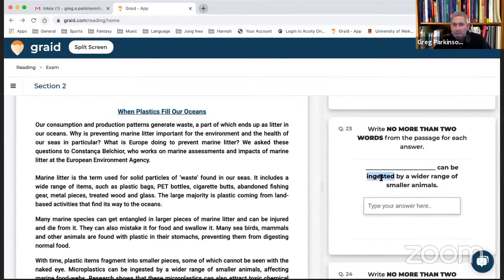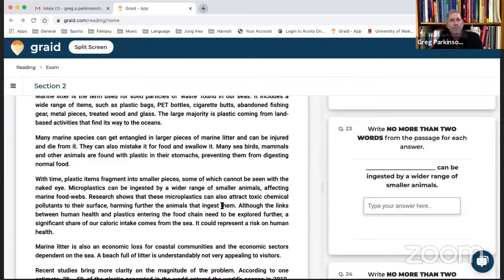Next one, I think ingested is going to be the easiest word to scan for. Definitely not many synonyms for ingested, maybe digested or swallowed. Let's see if we can find that. As I scroll down, I'm more familiar with the test now because I've scanned it a few times. And we can see here, no more than 2 words. We have the word microplastics. Microplastics can be ingested by a wider range of smaller animals affecting marine food webs. So I'm going to write in microplastics.